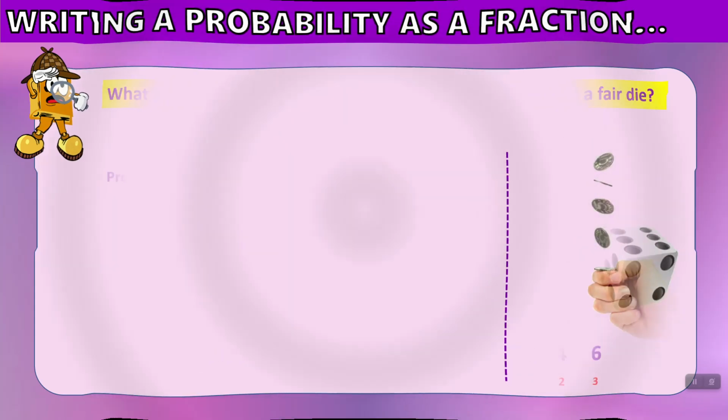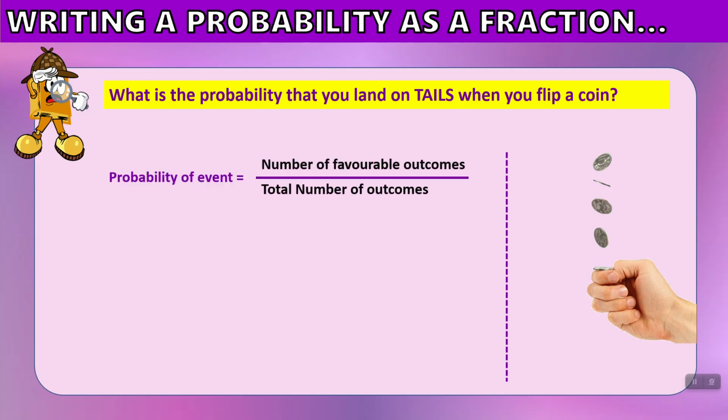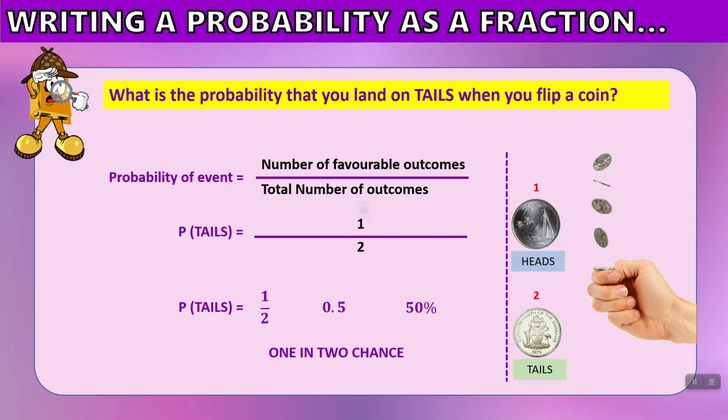Let's try, what is the probability that you land on tails when you flip a coin? You saw this in the slide before. The probability of an event is the number of favorable outcomes over the total number of outcomes. Favorable meaning, in this case, tails. How many tails are there on the coin? Well, we know we have either heads or tails. There's only one that we call tails, and so the number 1 goes here. How many total sides are there on a coin? 1, 2. There's 2, and so our probability of getting tails is 1/2. As a decimal, it's 0.5. As a percentage, it's 50%. And in words, it's 1 in 2 chance.